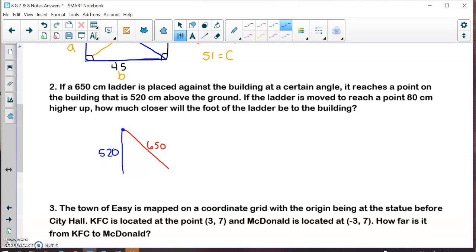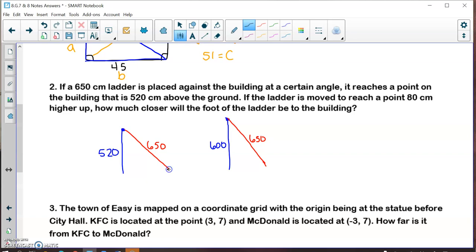520 centimeters above the ground. So that's 520. If the ladder is moved to reach a point 80 centimeters higher up, so now we're saying that the ladder is reaching a point 520 plus 80, which is going to be 600 centimeters up along this wall. The ladder's still 650 centimeters. That does not change. The length of the ladder does not change. We want to figure out how much closer will the foot of the ladder be to the building.